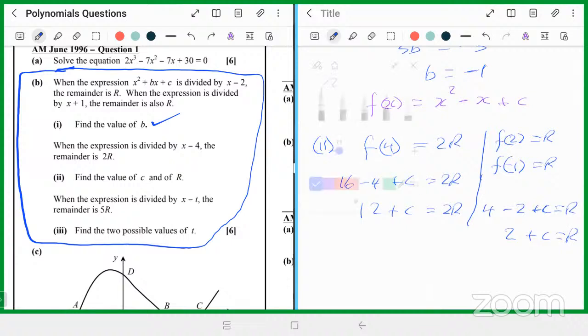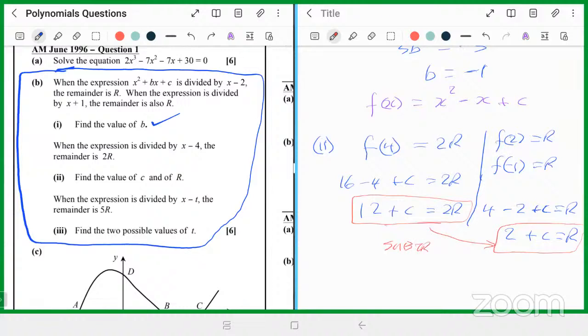So we now have these two equations to solve simultaneously. See that? To solve them simultaneously, we're going to subtract. So it's going to be 12 minus 2 is 10. c minus c, the c is gone. 2r minus r is r. So r equals 10.